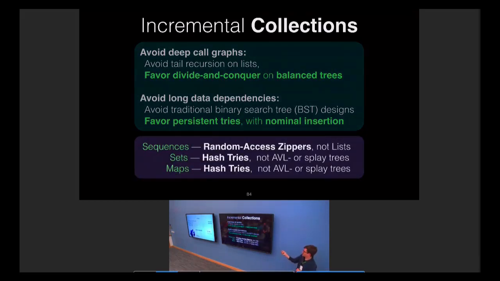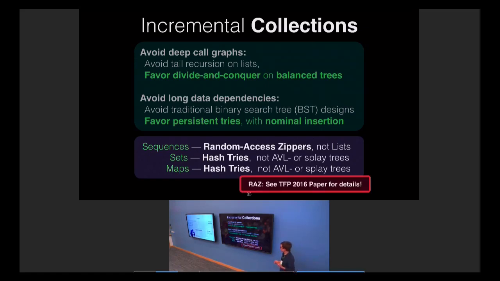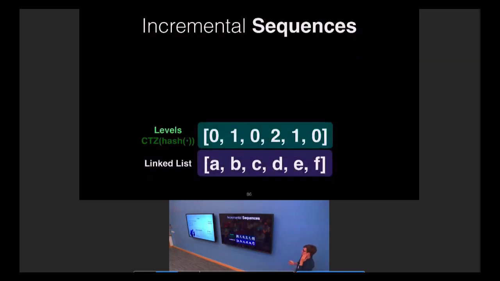So I mentioned that for sequences, we use random access zippers, not lists. And for sets and maps, we're working on more efficient versions of these things called hash tries, basically a variant of a trie. Think of it as a purely functional hash table. We also have a paper that presents this random access zipper in a non-incremental setting. It's, I think, 120 lines of OCaml code. You could port it to your favorite functional programming language or non-functional one, so you could look that up.